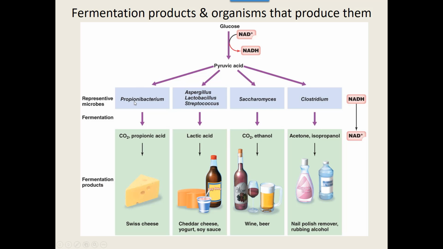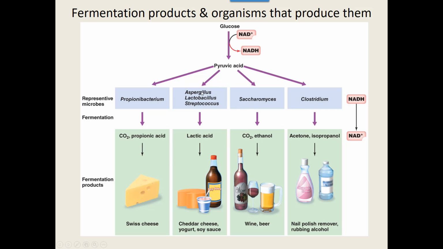Propionibacterium can take pyruvic acid, and through its breakdown, it's going to generate carbon dioxide and something called propionic acid. And this is what's used to give the flavor of Swiss cheese. If you ever wondered why there are holes in Swiss cheese, it's because of the carbon dioxide. Those were actual carbon dioxide air bubbles that formed in there, and the acid gives it its flavor.